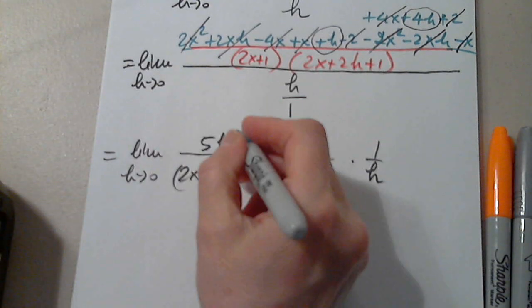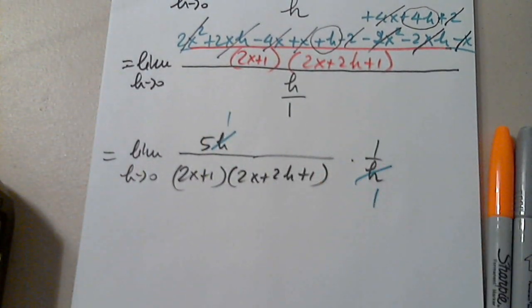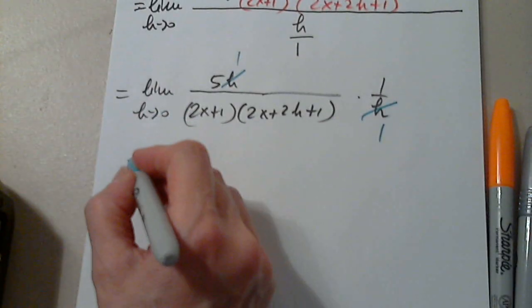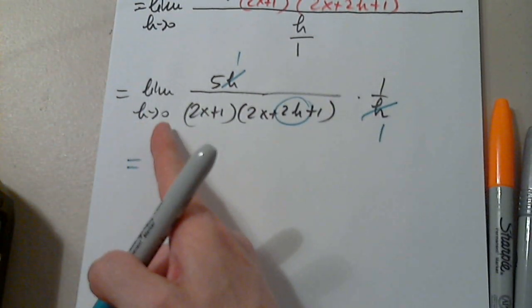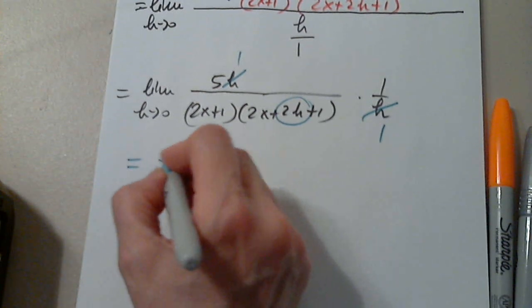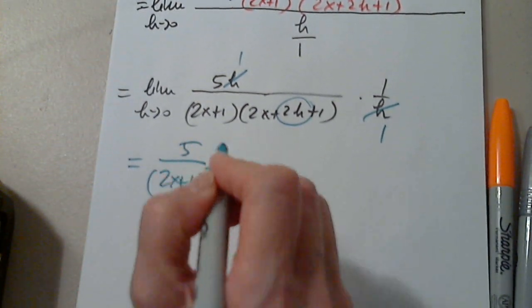Well, obviously the h has to go away, and that's the second step. And now I can apply the limit. This is the only term that goes away because h approaches 0. So it's 5 divided by (2x plus 1) squared.